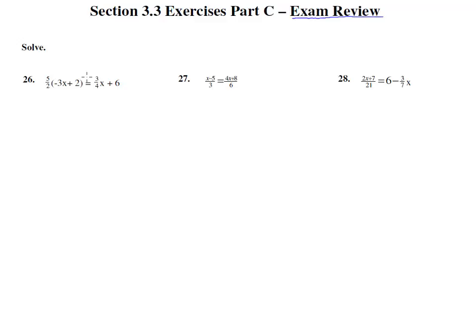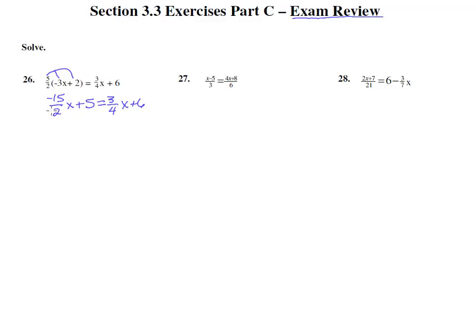Starts off with, do we have any parentheses? Yeah, we do. So let's distribute to get rid of these parentheses. We have negative 15 halves x plus 5 halves times 2 would be 5 equals 3/4 x plus a 6. Good. Now, how do we get rid of these fractions? We times through by the least common denominator.